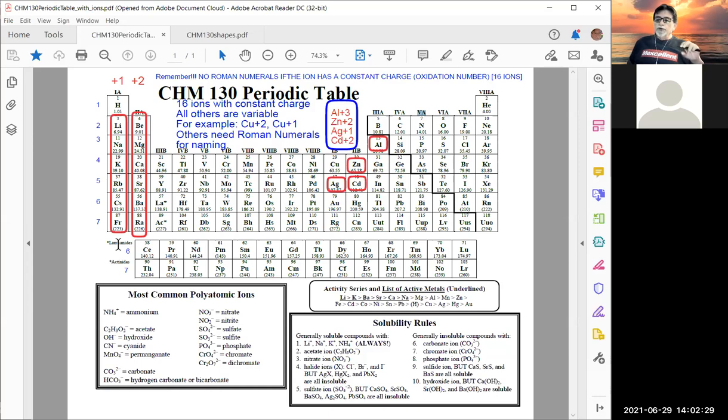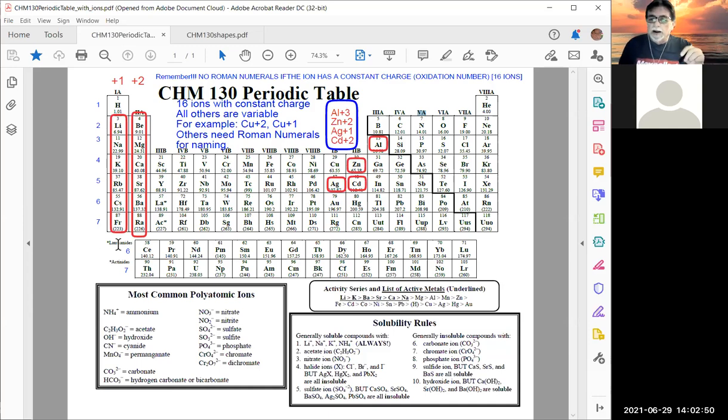We don't use Roman numerals for those written in red, because those we know 100% of the time what charge they have. There's 16 of them. Everybody else can have a variable charge from a +1 all the way up to a +6, and it depends on the reaction conditions.